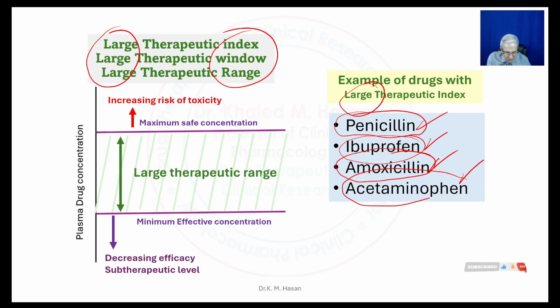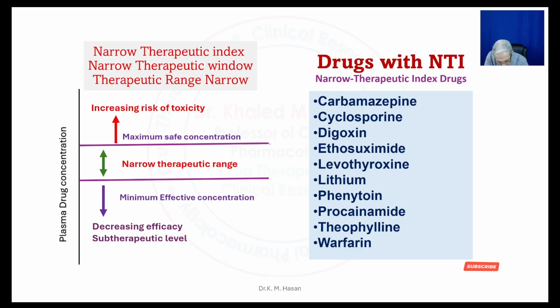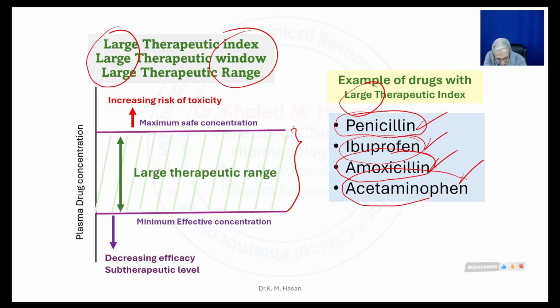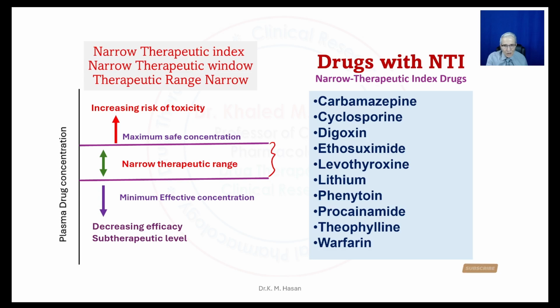But for example, if you compare this large therapeutic index, large window here, with the other medication considered to have a narrow therapeutic index, you can see the narrow window here. So we have a large therapeutic index at the plasma concentration. We have the range to move the patient up and down for this group of medication: penicillin, ibuprofen, amoxicillin, acetaminophen. On the other hand, if you look at this group of medication, we have a narrow therapeutic index, window or range.